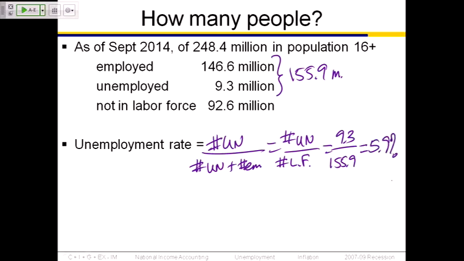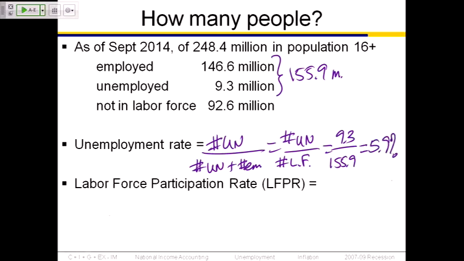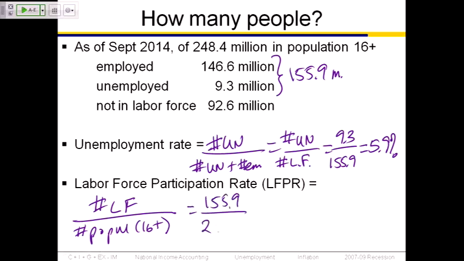The labor force participation rate, LFPR, looks at the number of people in the labor force divided by the number of people in the population, ages 16 and over. So anybody who hasn't yet hit their 16th birthday is not considered in all of this. So labor force participation rate: what percentage of the population 16 and over is in the labor force, whether they're employed or unemployed. For the United States, that's 155.9 million divided by 248.4 million for a labor force participation rate of 62.7%. So a little less than two-thirds of the U.S. population 16 and over is in the labor force.